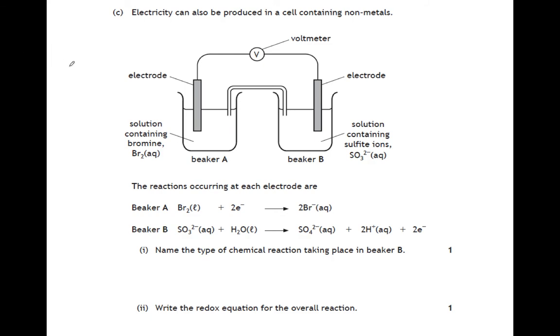What we have to remember again is OIL RIG. Oxidation is loss of electrons, reduction is gain. So let's look at beaker B. In this case, the electrons are on the right hand side of our equation. Our rule for the placement of electrons is that if electrons are on the left of the arrow, it is a reduction, and if they are on the right of the arrow, it is an oxidation. So the type of chemical reaction occurring in beaker B will be an oxidation reaction.